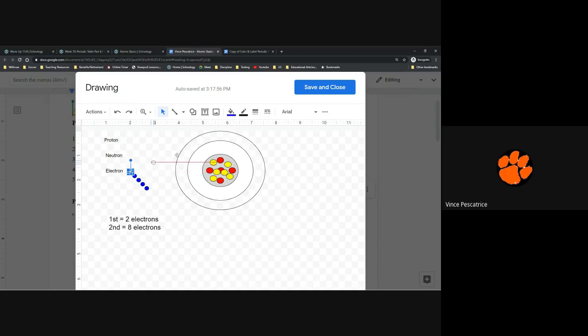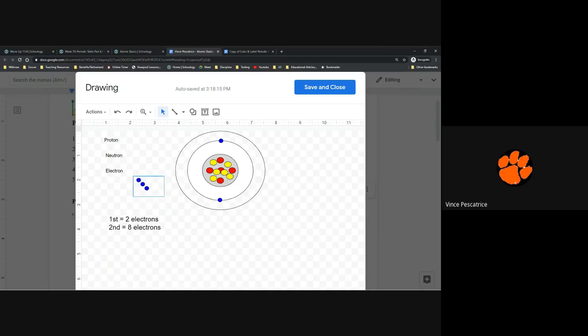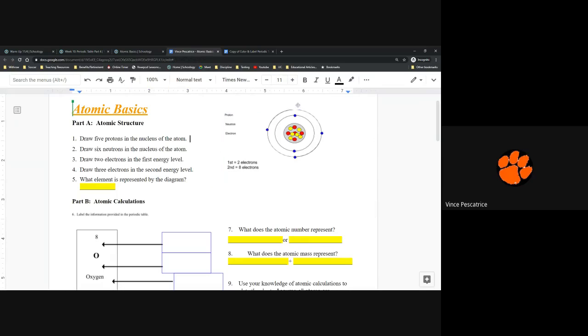So I'm going to click and drag 1 electron, 2 electrons. That makes 2. Then I have these 3 that are left, and they're all going to go on the next ring. Since the next ring can hold up to 8 electrons, that will make things pretty easy for me because I only have 3. So I'm going to put 1, 2, 3. And this is what your atom should look like when you're done. And hit save and close. And you'll have this picture that's edited up there for me to grade nice and easy.